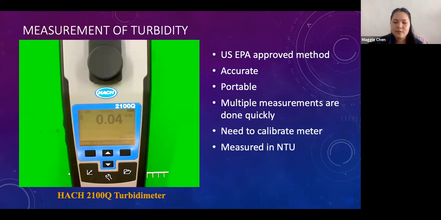You do need to calibrate the meter, but it doesn't really take that long either. You just have your water sample of deionized water, you put it in, hit calibrate, and that would be your control. You would have calibrated your meter that way. And it's measured in NTUs because this is turbidity.